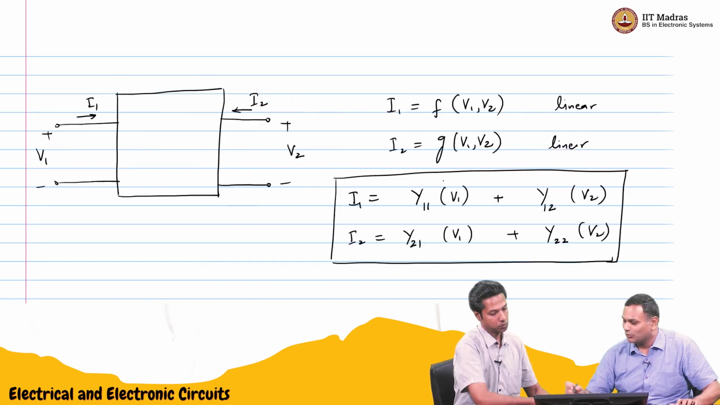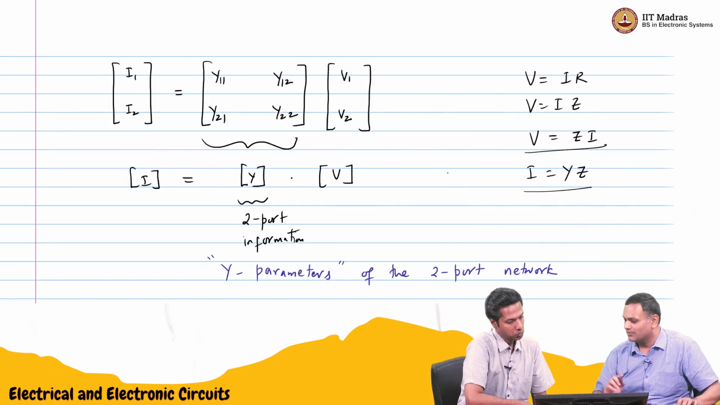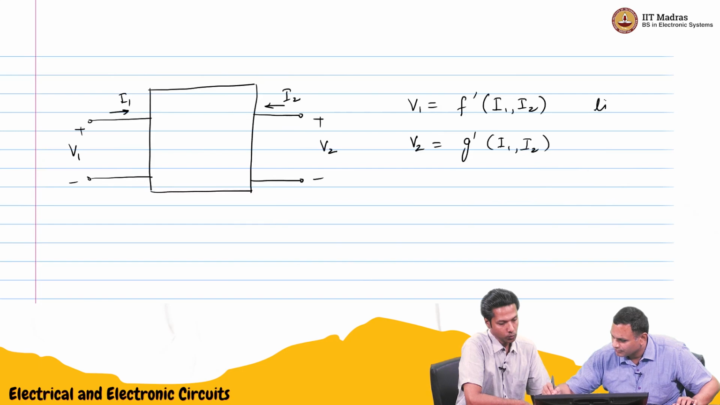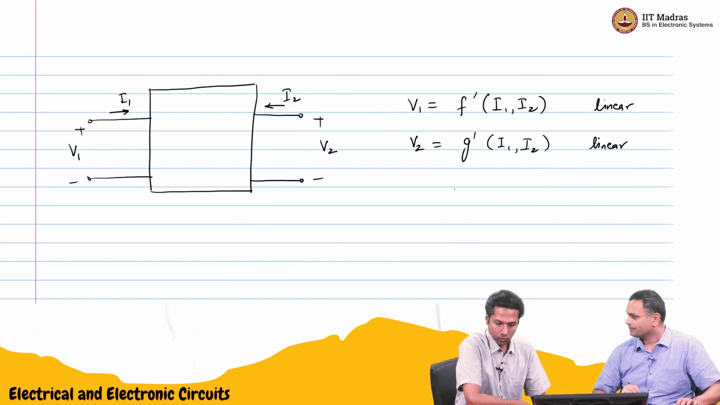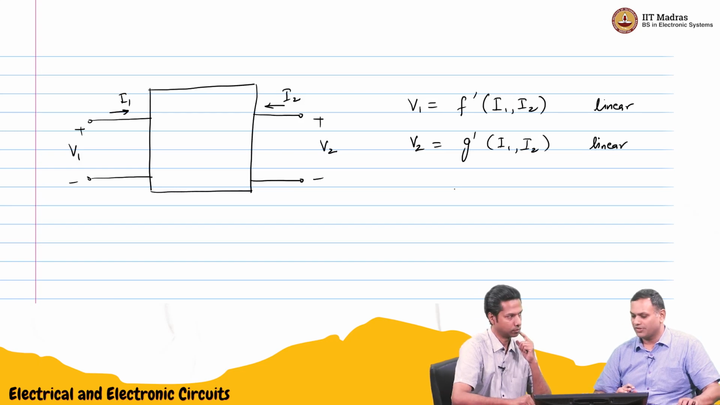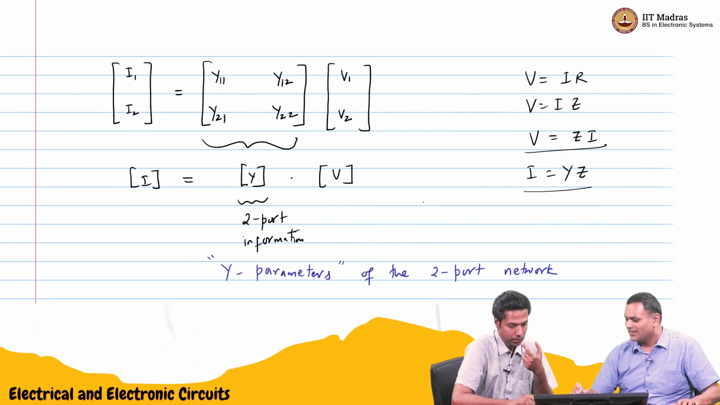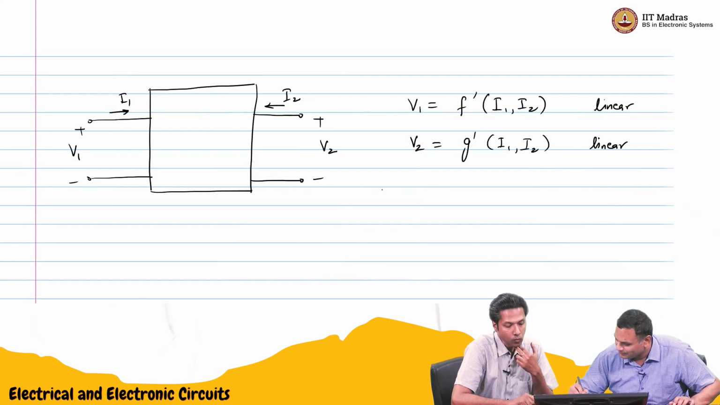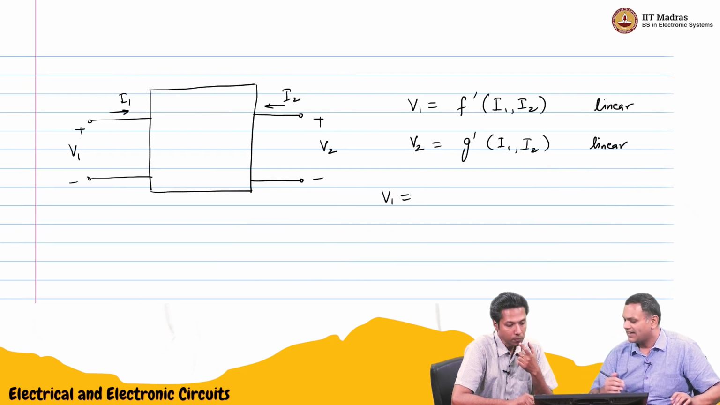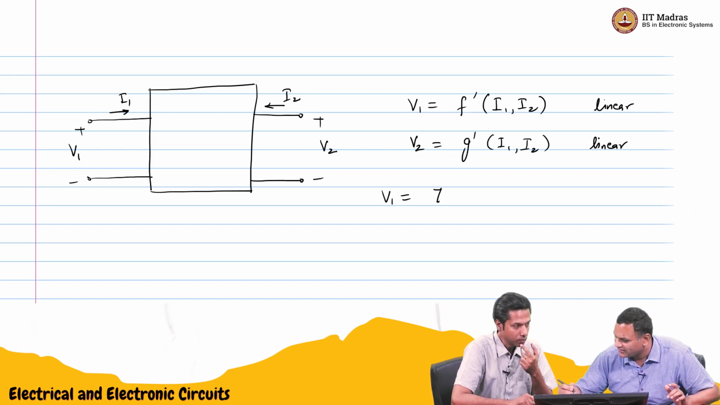Because I took f and g before, I am using some other parameter. Some linear relationship, if you have a two-port network. Just like we wrote I1 in terms of V1 and V2 using Y, in this case we have to write V1 as some linear combination of I1 and I2. And that will be using these Z parameters.